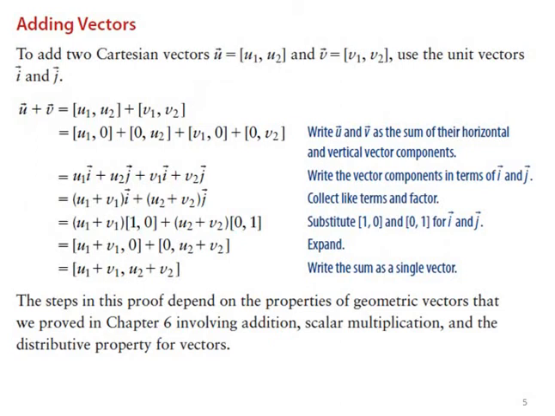Now let's see how to add vectors. To add two Cartesian vectors, u containing u1 and u2, and vector v containing v1 and v2, use the unit vectors i and j. So we can say u plus v is going to be [u1, u2] plus [v1, v2], and when you add them, it's going to be u1 i plus u2 j plus v1 i plus v2 j. And when you collect the like terms, at the end you have u1 plus v1 as the x component, and u2 plus v2 is going to be the y component.